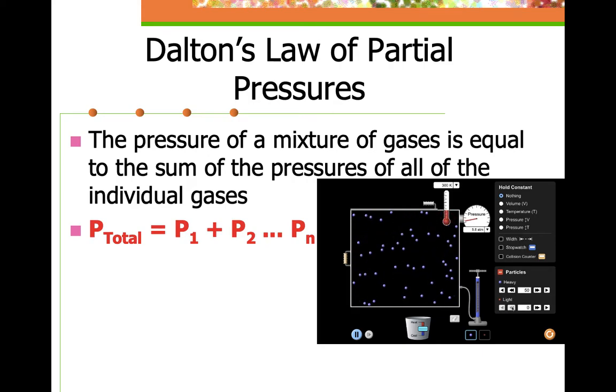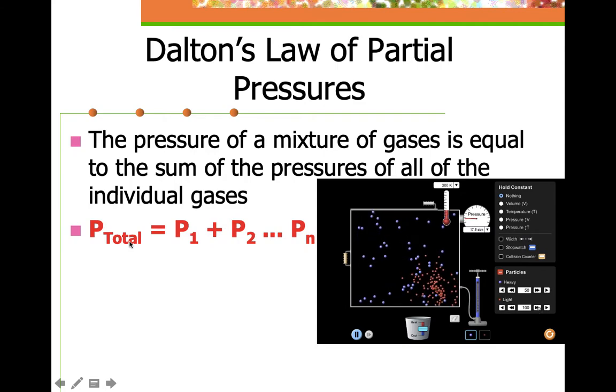And then I'm going to take out the red particles so I can just see the pressure of the blue gas particles. And look, it's about 5.8 atmospheres, about 6, just like we said it should be based on Dalton's law. So let's talk about what that would look like in equation form.